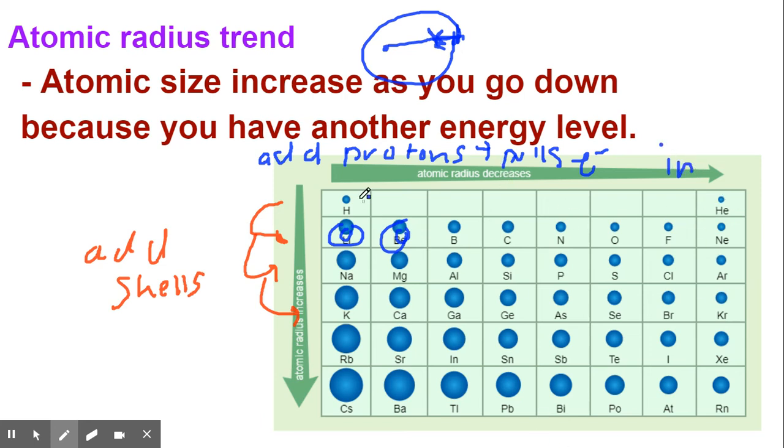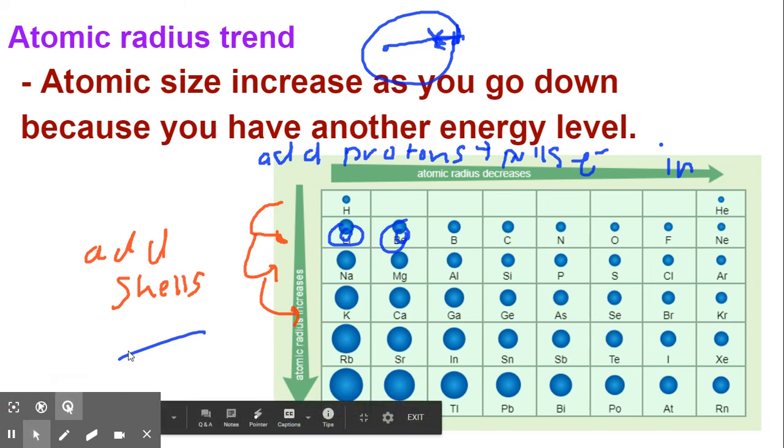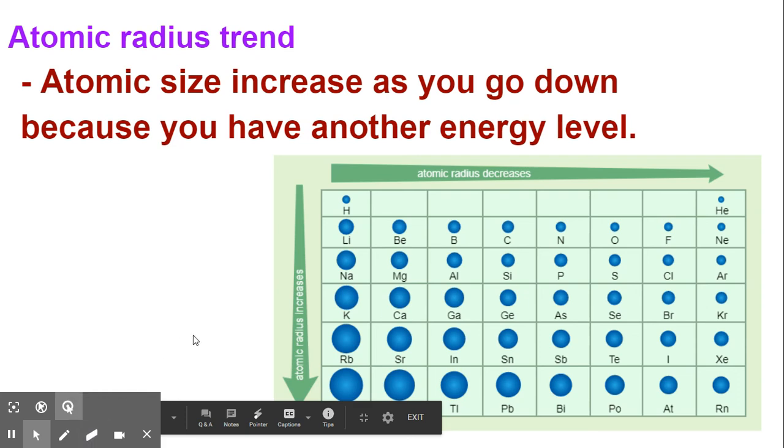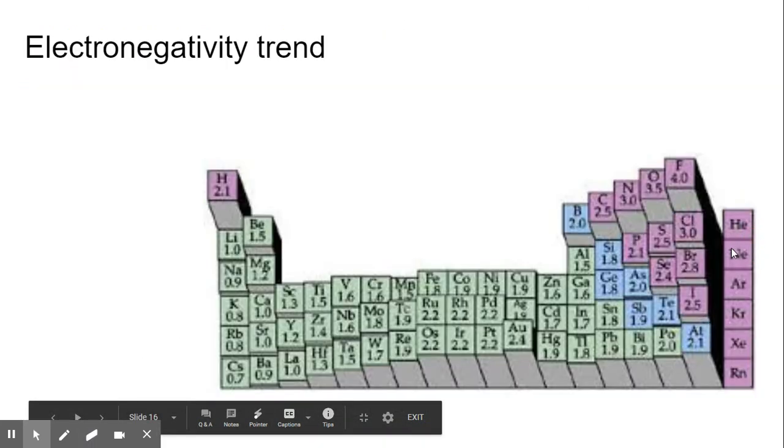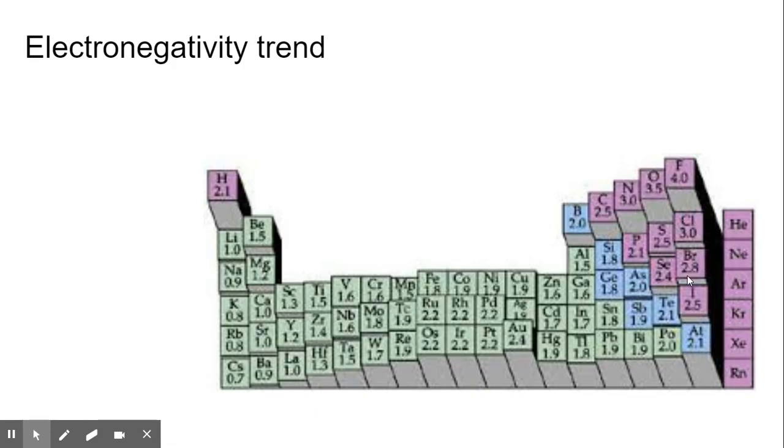So quick recap: when we go down, we get bigger because we add shells. When we go to the right, we get smaller because the protons pull the electrons in, causing things to be smaller. All right, so we've got about one more trend here before we finish up. Okay, electronegativity. This is our last trend.